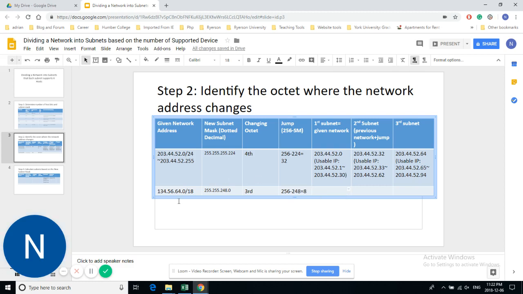Okay, now the first subnet is always the given network address. So I'm going to write it down. The second subnet is 8 addresses later, this jump amount on the third octet, not on the fourth octet. So remember, here the third octet is our jump. So 134.56.64 plus 8 is 134.56.72.0. And the third subnet is 134.56.72 plus 8, which is 134.56.80.0.